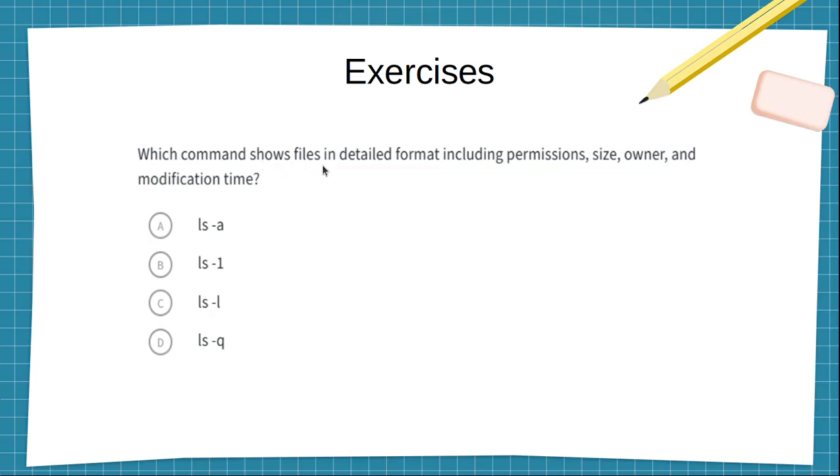Which command shows files in detailed format, including permissions, size, owner, and modification time? Like all the details it needs to include. Then of course it's ls hyphen l, long listing format.